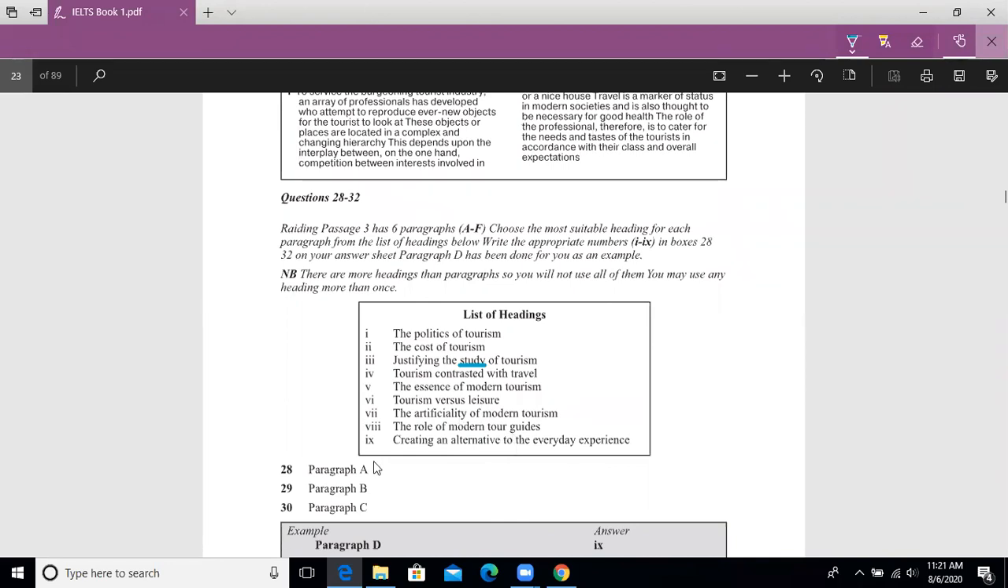So I figured out that after making a general understanding, I read all of these lists of headings. What I did here is that I tried to eliminate the wrong ones, and then at the end I got the correct one left, justifying the study of tourism. So this is our answer. So I'll write it down here.